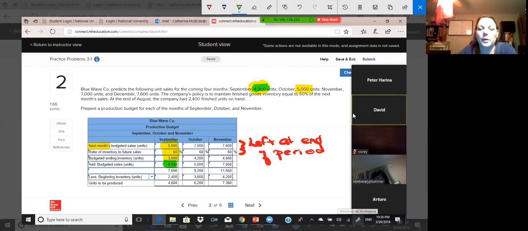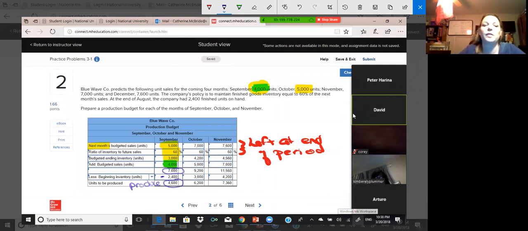So this is my period sales. I need a total then of 7,000 units to meet all my demands. I already have 2,400 in my warehouse, so I just have to produce 4,600 more. So now in October, the first thing I need to do is, I need two things.